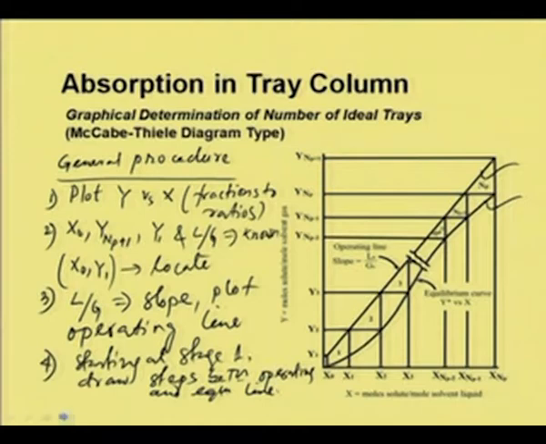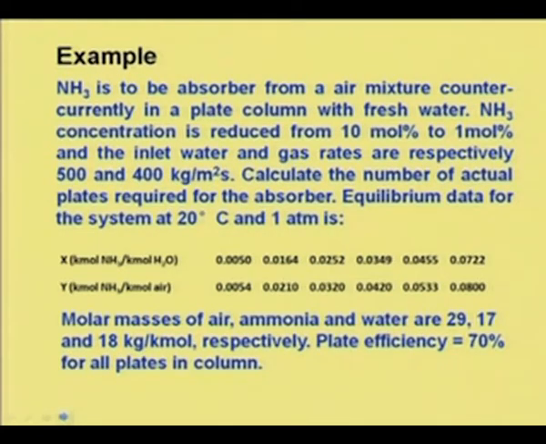So, now let us take an example of how to solve using the McCabe-Thiele diagram. Here ammonia is to be absorbed from an air mixture counter-currently in a plate column, similar to the earlier examples we have discussed in case of a packed column. Ammonia concentration is to be reduced from 10 mole percent to 1 mole percent and the inlet water and gas rates are respectively 500 and 400 kg per meter square second. Calculate the number of actual plates required for the absorber.